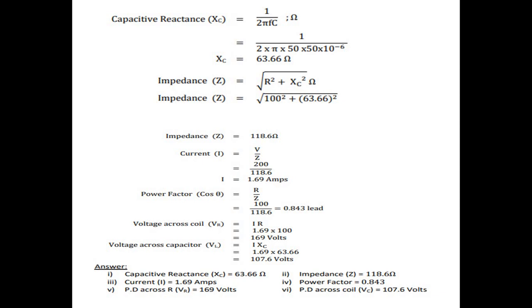Next, calculate the power factor. Cos phi is equal to R by Z. Here R means 100, Z means 118.6. Then it is equal to 0.843 lead. Lead means here the capacitance is connected instead of inductance. That means current leading, voltage lagging. That's why we are mentioning here power factor lead.